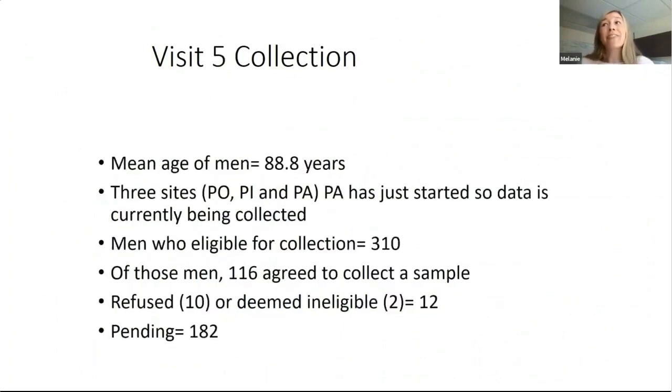So at visit 5, again, the mean age of this visit is currently 88.8 years old. We have the 3 sites collecting the samples, and there are 310 participants eligible for this visit. Of those so far, we've received 116 samples, 10 have refused, and 2 were deemed ineligible. And I think both of those were because of cognitive issues. There are 182 potential samples that we could still receive, and our hopes are to get around 70% of those.